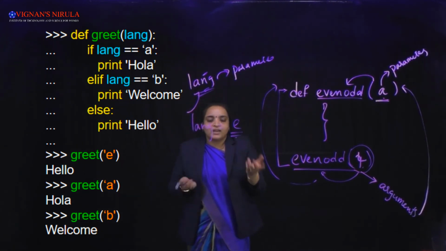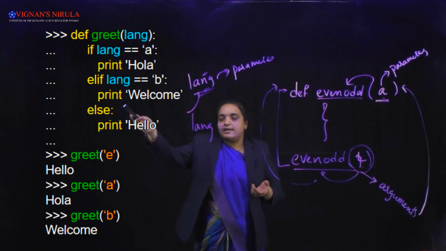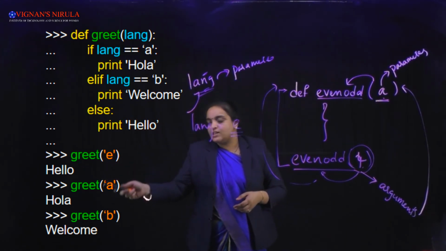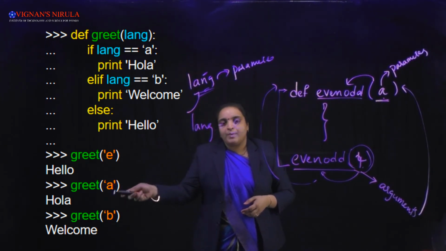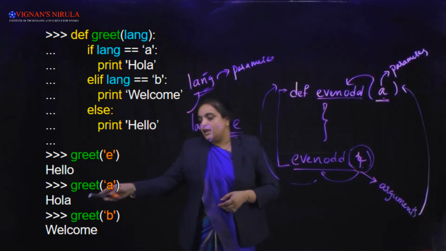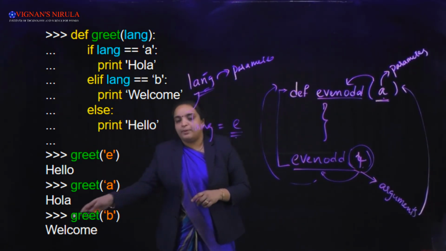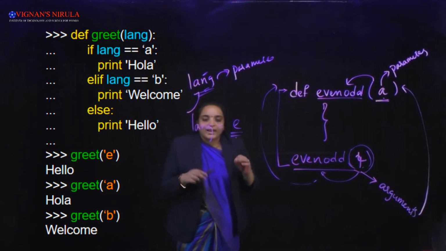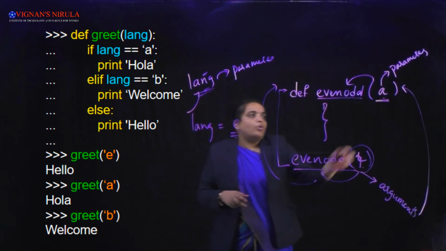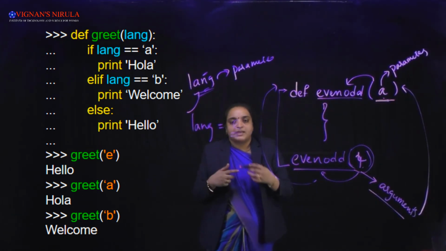It is not equal to E, because in the if we have given A, and in the else if we have given B. So it will print hello. In the same way for the next one, greet A means A is there in the if, so it will print hello. Next, greet B means in the else part it is satisfied, so it will print welcome. So my point is to tell you what a parameter is and what an argument is. What is the difference here?